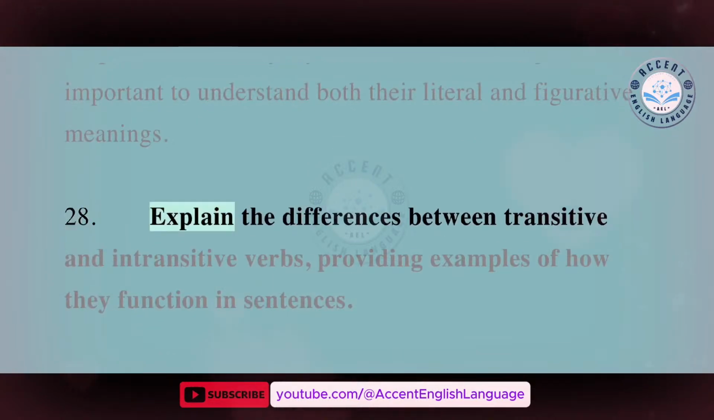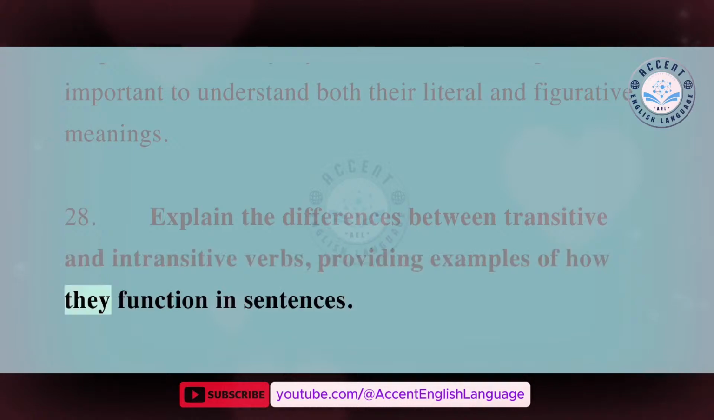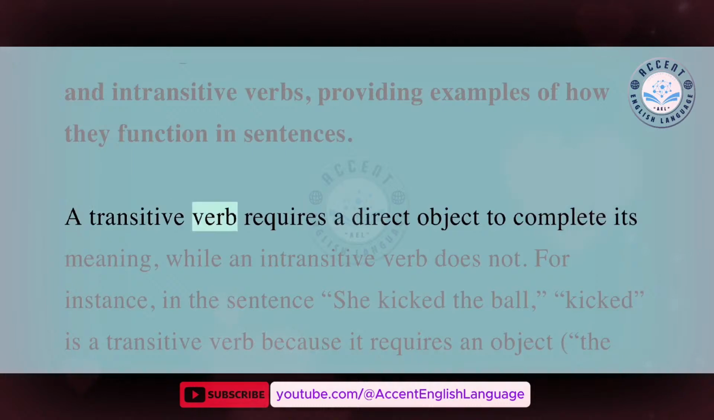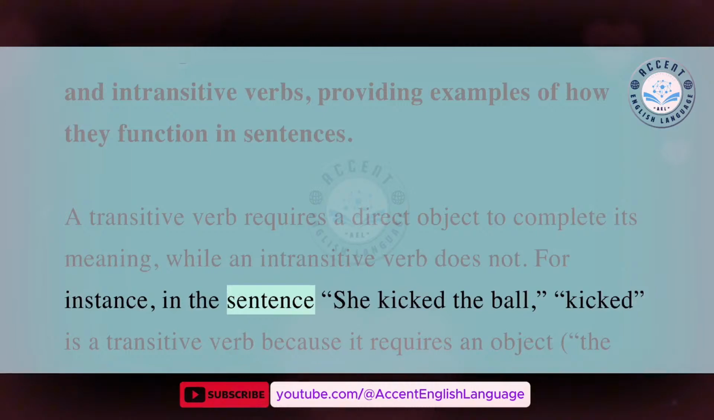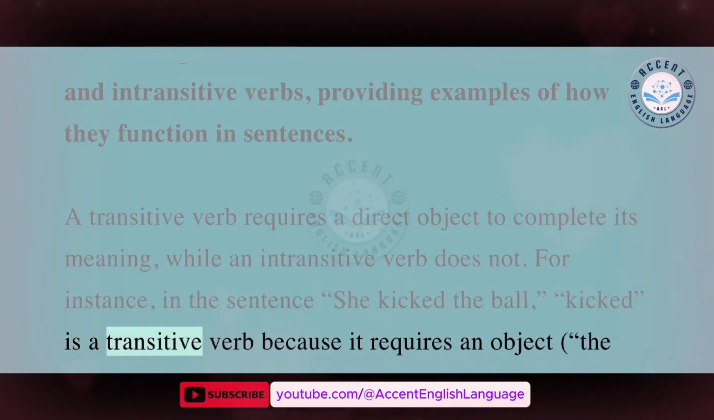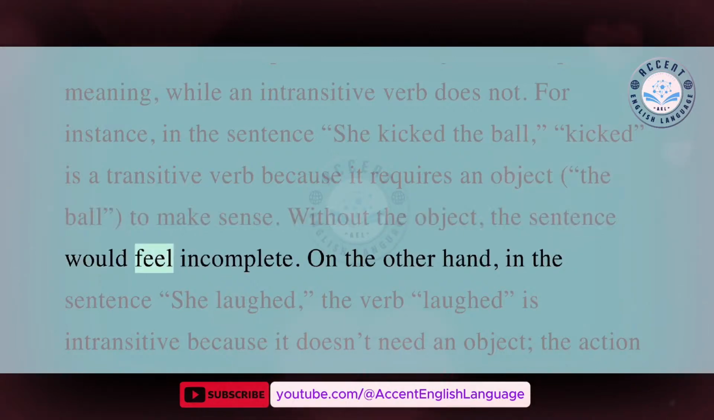28. Explain the differences between transitive and intransitive verbs, providing examples of how they function in sentences. A transitive verb requires a direct object to complete its meaning, while an intransitive verb does not. For instance, in the sentence, she kicked the ball, kicked is a transitive verb because it requires an object, the ball, to make sense. Without the object, the sentence would feel incomplete.